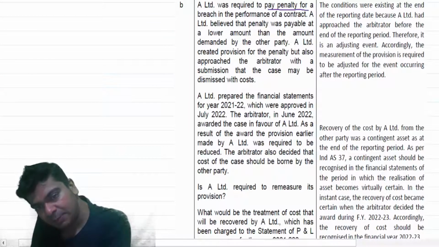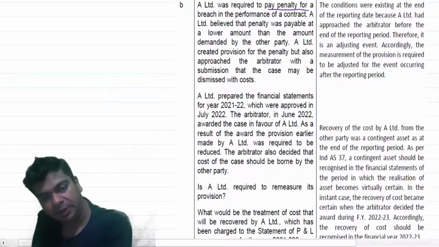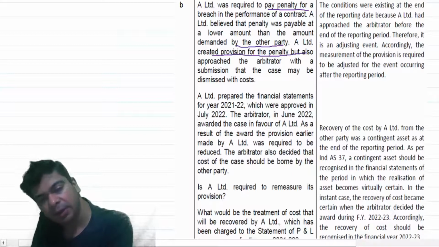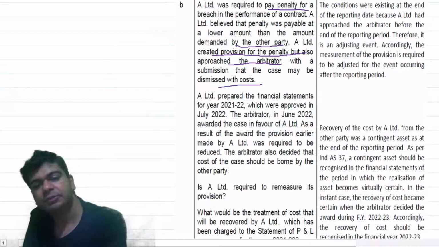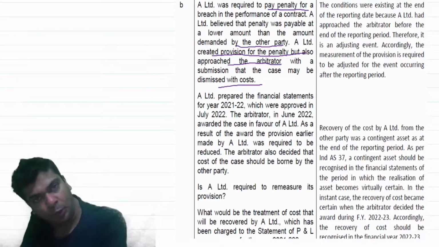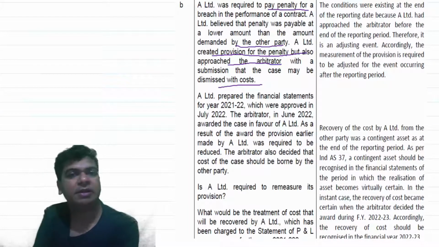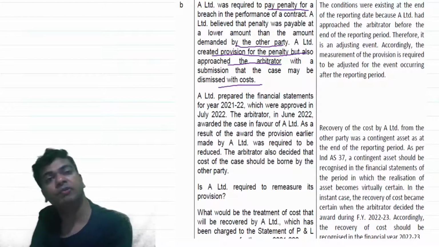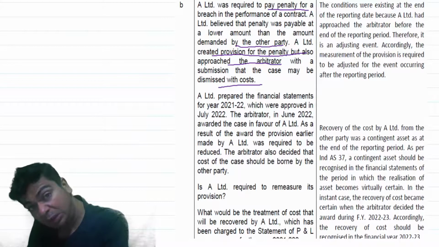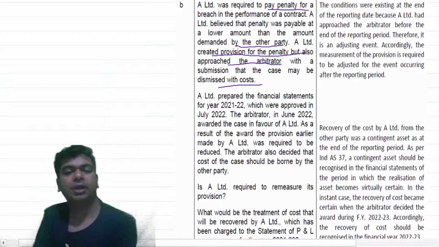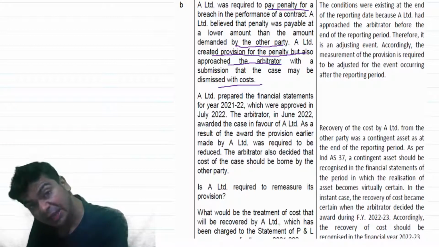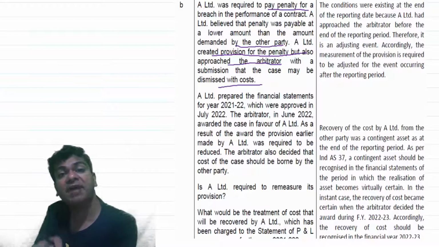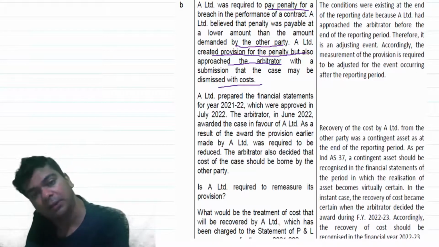A Limited was required to pay penalty for a breach in the performance of a contract. A Limited believed that penalty was payable at a lower amount than the amount demanded by the other party. A Limited created provision for the penalty but also approached the arbitrator with a submission that the case may be dismissed with costs. There seems to be some dispute going on between you and some other party. You are of the view that some penalty will be payable. Accordingly, you have recognized a provision. Your provision is less than the amount demanded by the aggrieved party. But you also approached an arbitrator and you are requesting the arbitrator that please dismiss this particular case with cost. With cost means if the case really gets dismissed, then whatever expenses that you had to incur to defend yourself, those expenses will also be reimbursed by the other party.